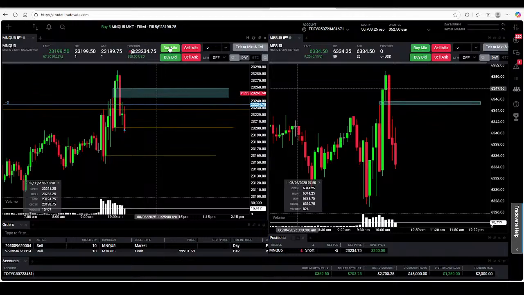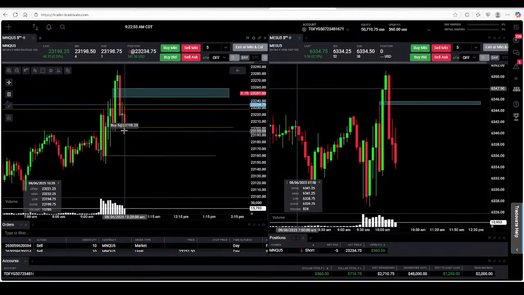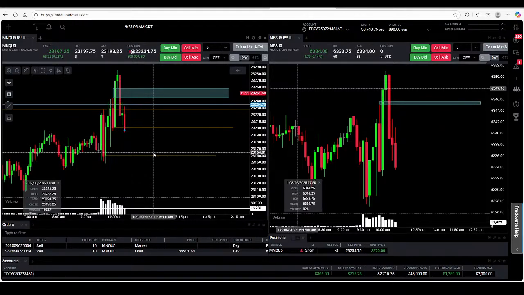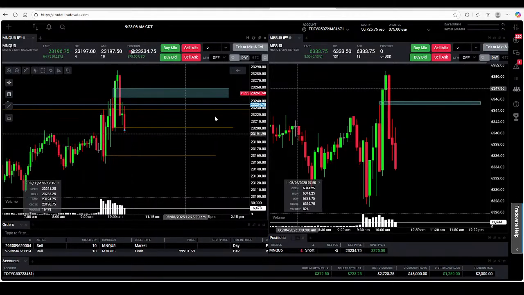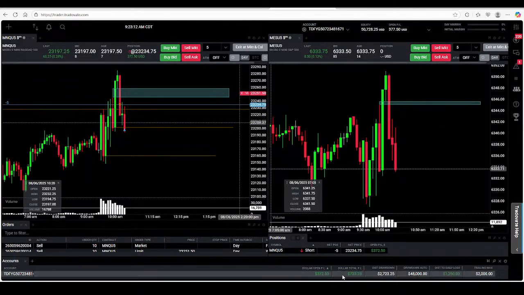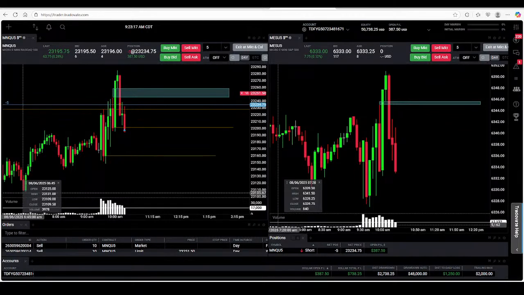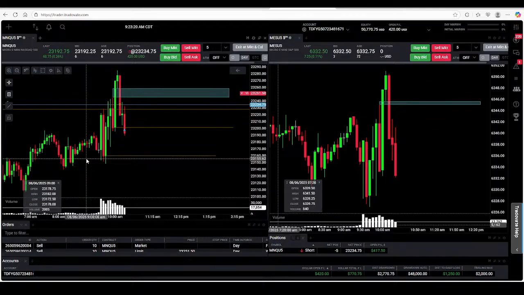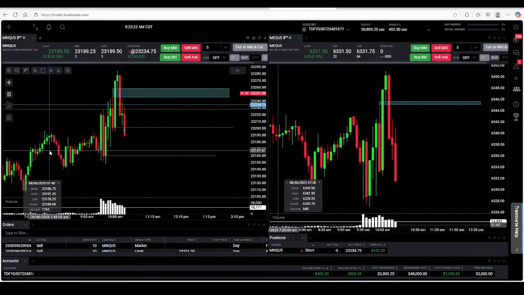Order filled. Alright, we went ahead and took 5 contracts off at 23,198.25. I don't know, that puts us at like 35 points. We've locked in probably about like 300 bucks. So now we're gonna focus on trailing this and catching this move down.